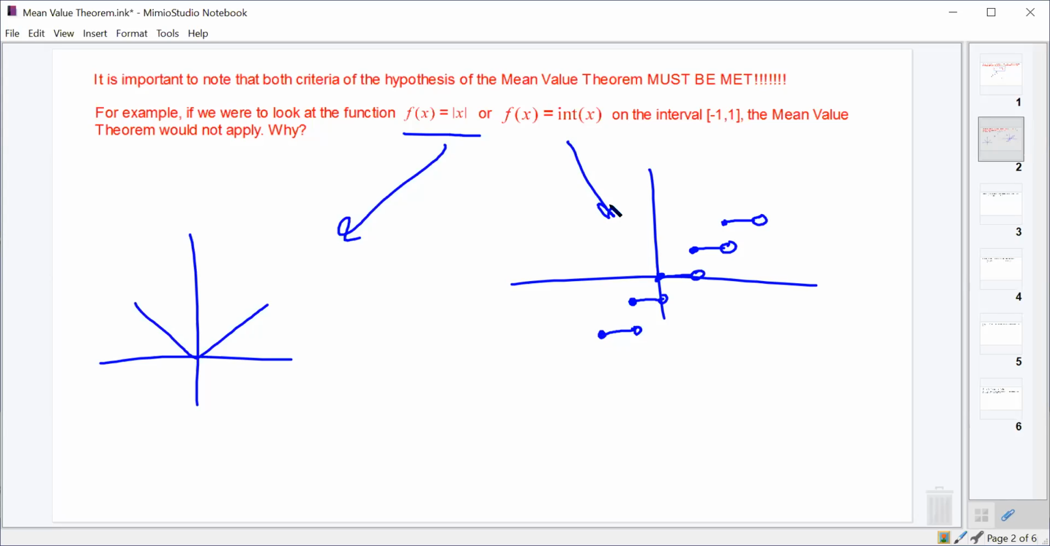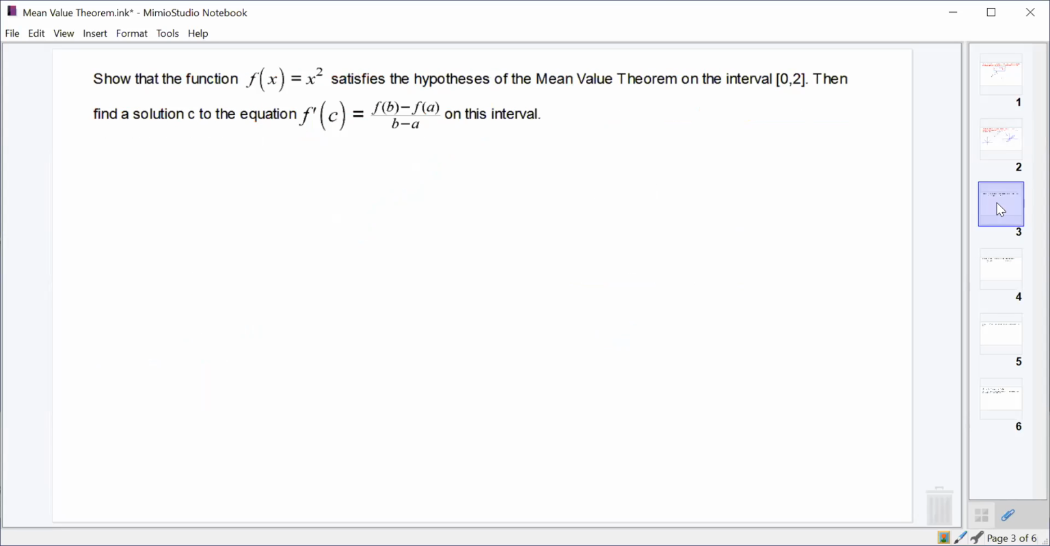Makes sense. All right, cool. So what we're going to do then is take a look at a simple function, the function f of x equals x squared, and we're going to see if it satisfies the hypotheses of the mean value theorem and find all the solutions to f prime of c equals f of b minus f of a over b minus a. Good? Understand what we're trying to do? Yeah. All right. So first off, is f of x continuous on the interval from 0 to 2?